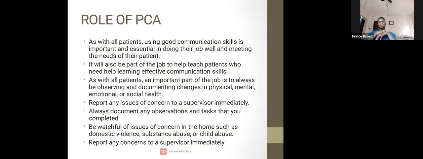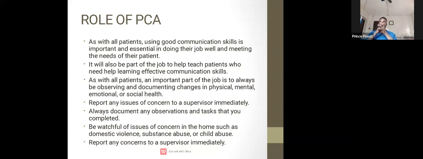And as with all patients, an important part of the job is to always be observing and documenting changes in physical, mental, emotional, and social health. Documenting changes in physical health, mental health, emotional health, and social health. Report any issues of concern to a supervisor immediately.